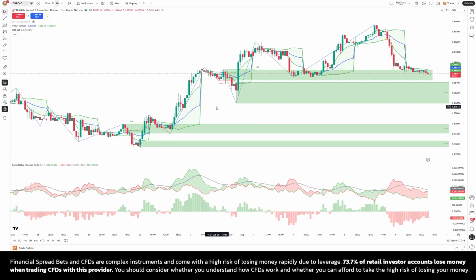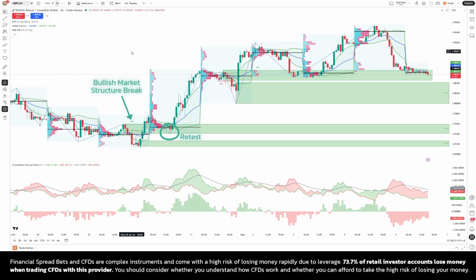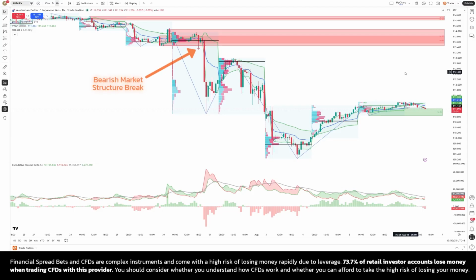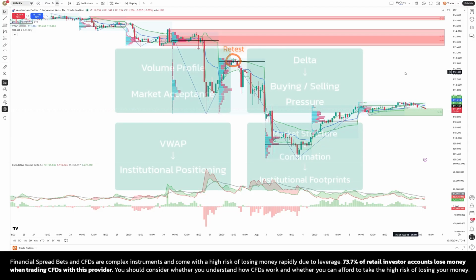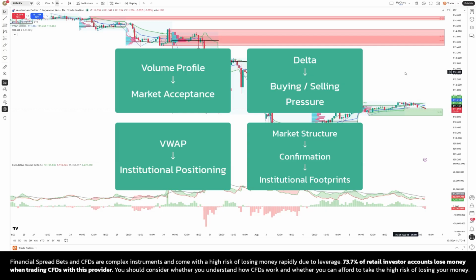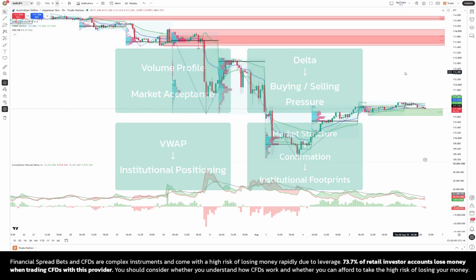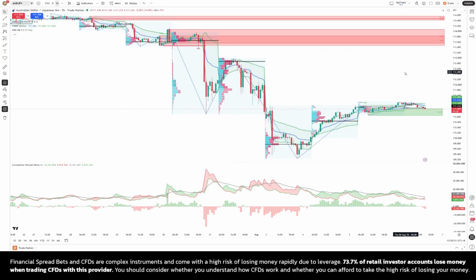The key is to stop looking for a single indicator that claims to reveal smart money. Institutional order flow is better understood as a combination of evidence. Use volume profile to identify acceptance, VWAP to judge positioning, delta or pressure tools to assess aggression, and market structure to confirm whether the move is actually being defended. When those signals align, you are no longer guessing. You are reading the behavior that larger participants tend to leave behind.